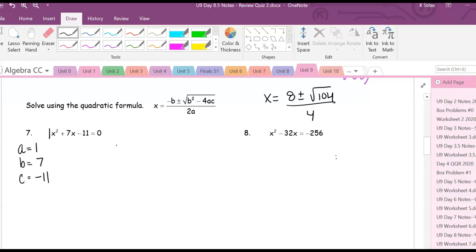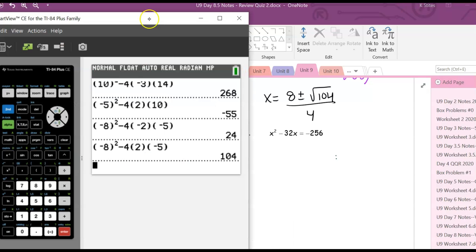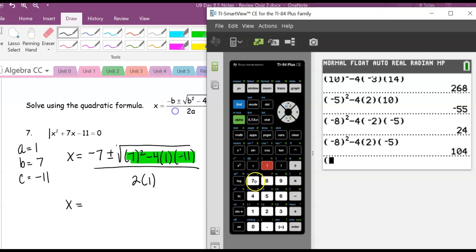So again, we're going to start off by just plugging in our numbers, just like we did on the problem above. X equals opposite of B, so a -7, plus or minus the square root of B squared, minus 4, my A is 1, my C is -11, all over 2, my A is 1. All right, so that's our next step. Next step after that is calculate that discriminant again. Do not plug the square root into your calculator, just the numbers underneath the square root.